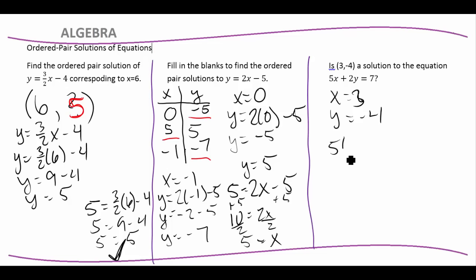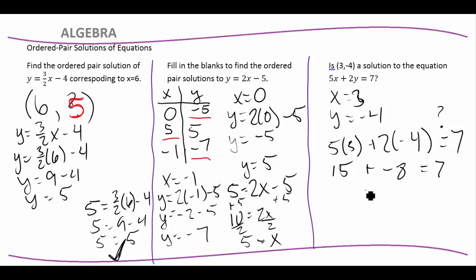So we're going to have 5 times 3 plus 2 times negative 4 equals 7. And so we want to know if this does indeed equal 7. So 5 times 3 is 15, plus 2 times negative 4 is negative 8 equals 7. So we get 7 equals 7. So yes, this indeed does work. So x equals 3, y equals negative 4 is a solution to this equation.